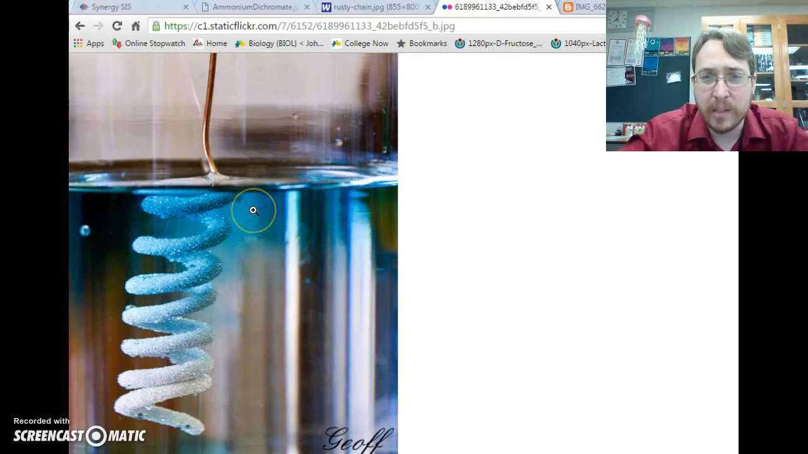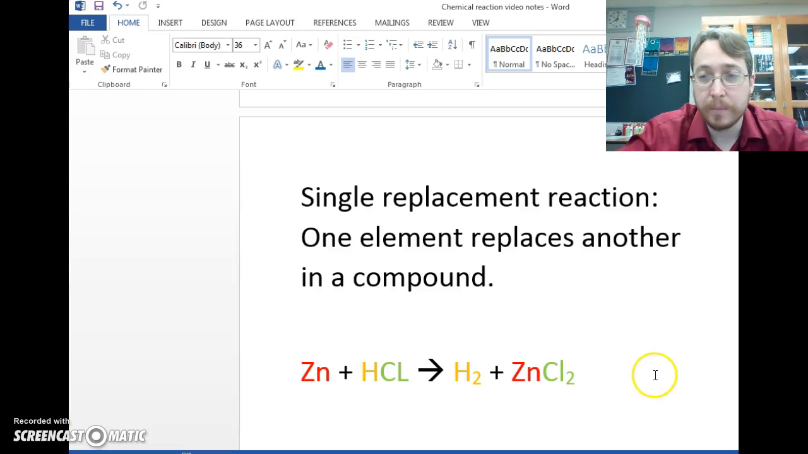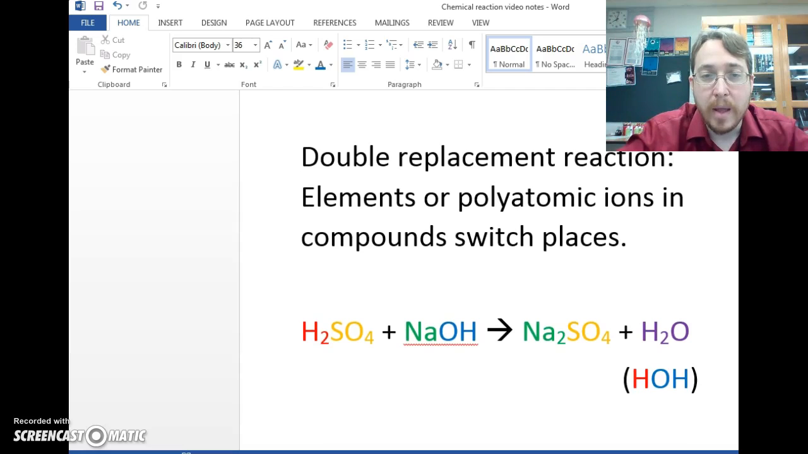But what does that mean for the silver? Where does the silver go? Well, the silver just leaves the copper nitrate and becomes regular silver. So everything coating this wire here, that's all pure silver. So we have silver, the wire is becoming the silver powder, and then the liquid is becoming copper nitrate, so it's turning blue. So this is a single replacement reaction. Let's go back here. Next, we have a double replacement reaction.